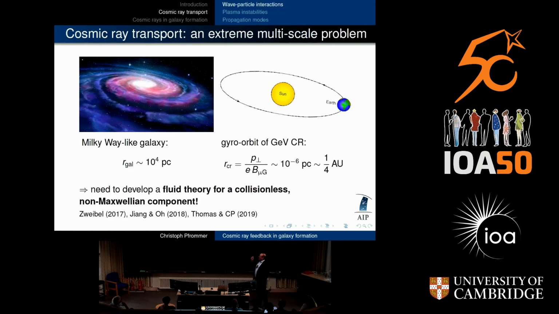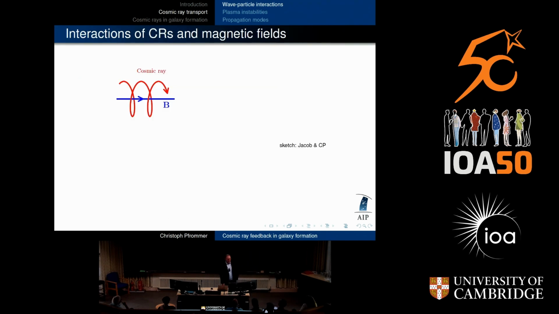Now, what's the problem? We would like to simulate galaxies, Milky Ways, ideally in a cosmological environment, but we have to resolve the gyro orbit of cosmic rays, and the gyro orbit of a GeV cosmic ray in a micro-Gauss field is 10⁻⁶ parsecs, a quarter of an AU. So these are planetary scales in a cosmological environment. That's impossible, clearly. So we have to develop a fluid theory for a collisionless, non-Maxwellian component.